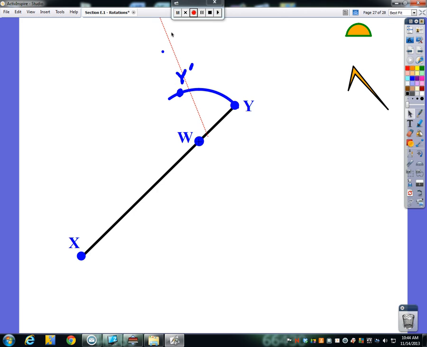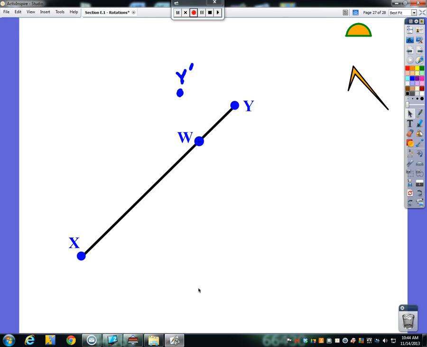So now we can get rid of this line. We don't need it anymore. Again, we're going to clean up any of our extra stuff we really don't need. So this we can get rid of. And so there's now Y prime.